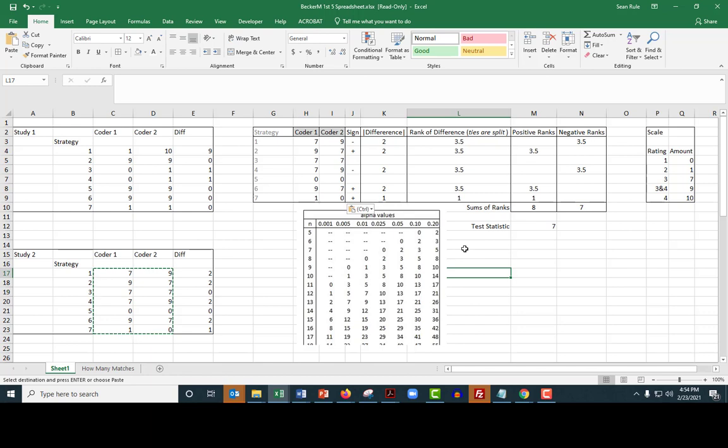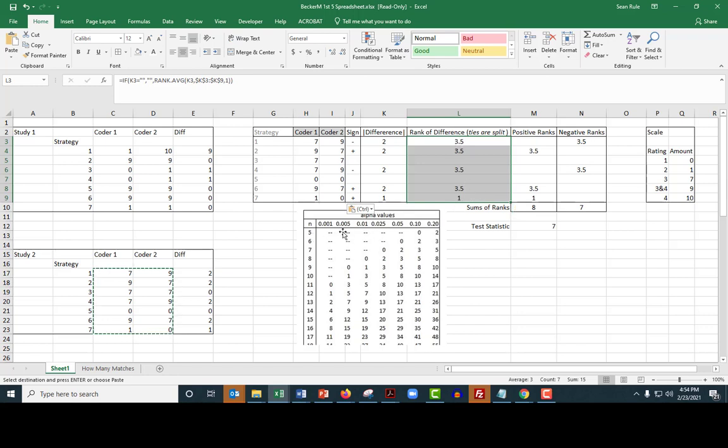In order to use the Wilcoxon, you have to use the n value, not the size of your study, but the number of data points you have left that mismatch. That sounds a little weird, but if you look at what I just highlighted here, those numbers are all related to when the coders were different from each other. Those are the ones that get counted. The ties don't get counted, they get thrown out. So for example, this group right here, I would use n equals 5.